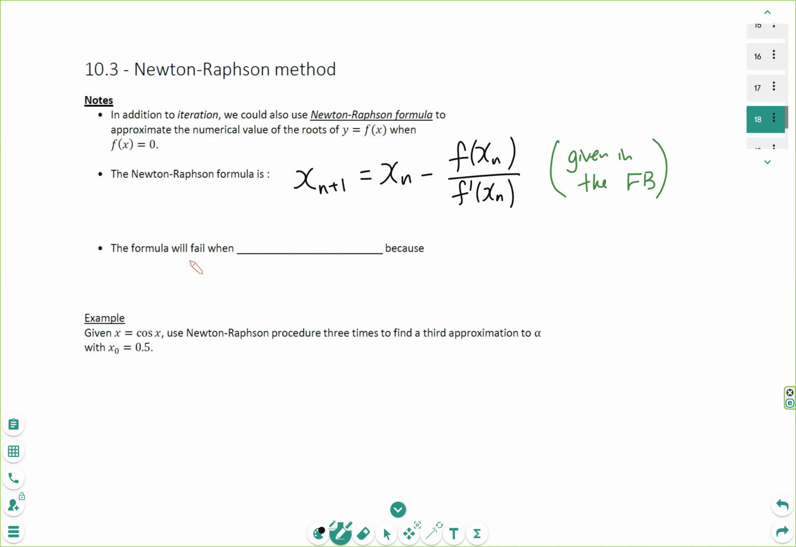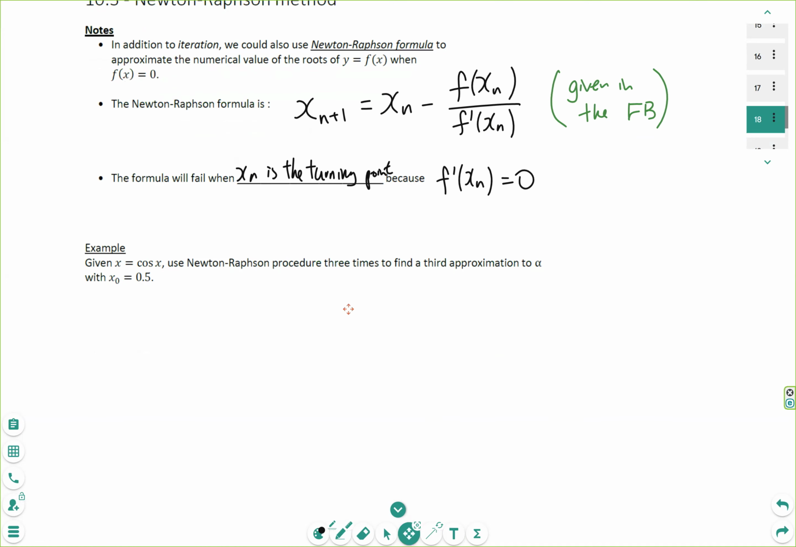The formula will fail when xn is the turning point. You might wonder why. When xn is a turning point, then f dash xn will equal 0, and in this fraction, if you have something over 0, it will fail. You can't have the denominator equal 0. That's why. It's quite a simple thing to explain really.